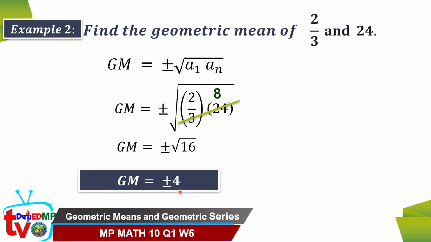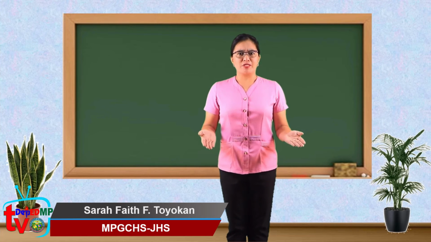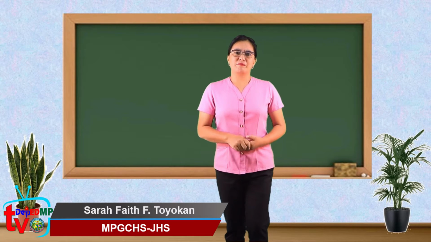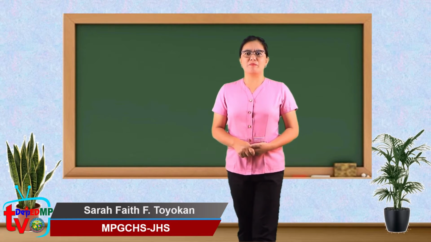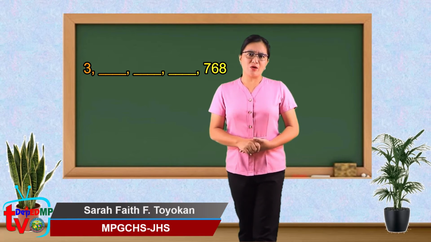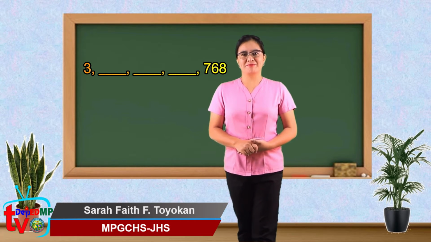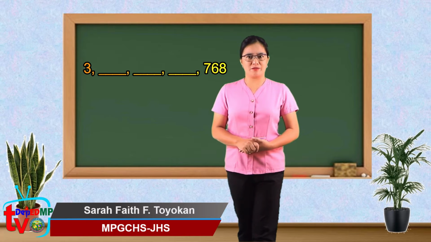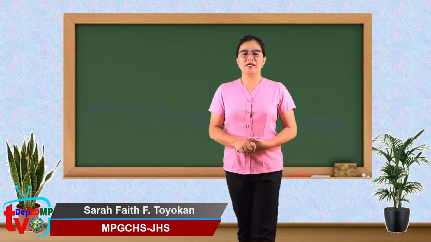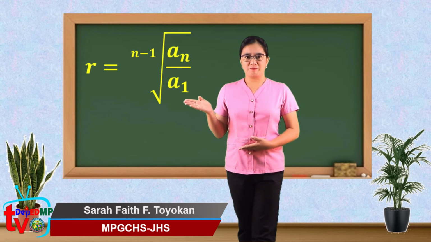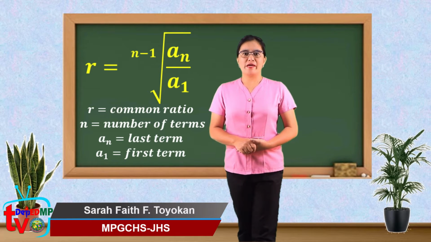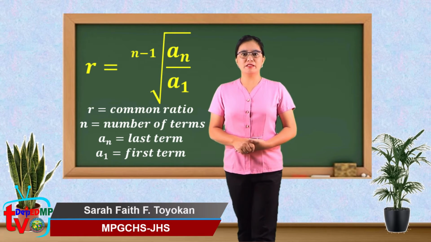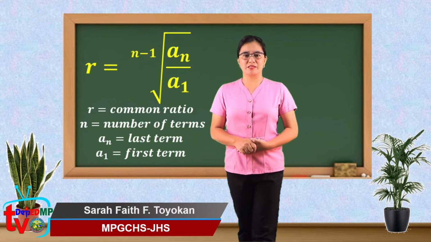What about if we are to insert two or more geometric means between two terms? Like the geometric sequence that appears like this. What are we going to do? It means that we are going to insert three geometric means to form a geometric sequence. And we can only do that by solving first for the common ratio. We will be using this formula where R is the common ratio, A sub n is the last term, A sub 1 is the first term, and n is the number of terms.